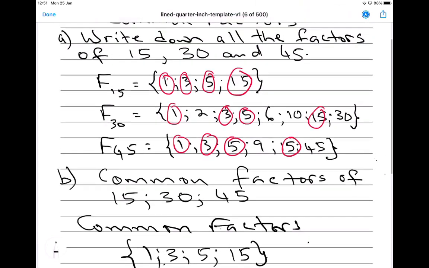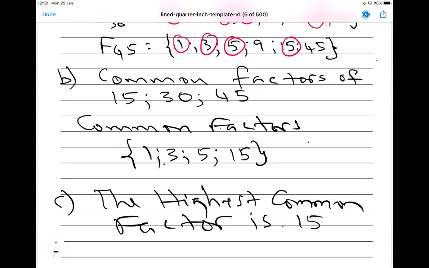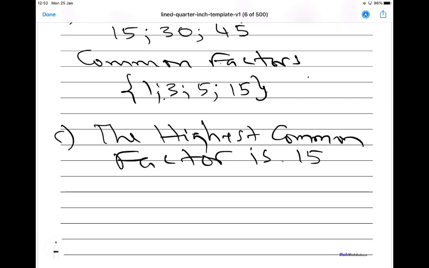So if you want the highest common factor of 15, 30, and 45, the first thing could be for you to write down all the factors of the numbers. Then obviously write down the common factors of the numbers. And then from the set of the common factors, you can determine the highest common factor.